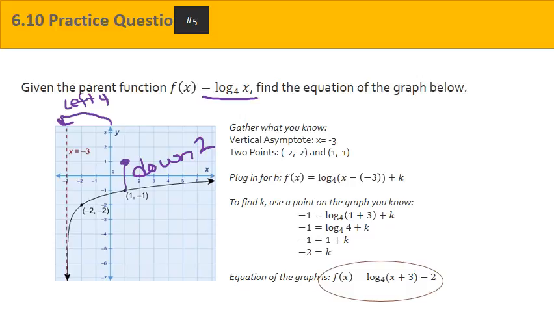Or sorry, it's 3. Oh my goodness, look, your asymptote is negative 3. It's left 3. So it goes left 3, down 2. That means you're going to add 3 to the x, and you're going to subtract 2 at the end. And you can always plug a point in and make sure it works.